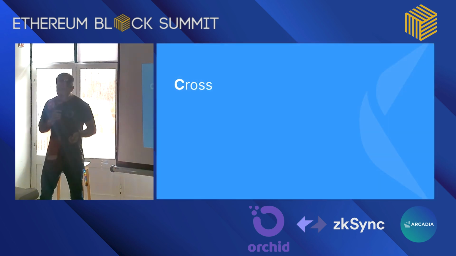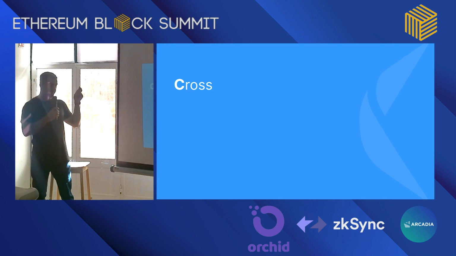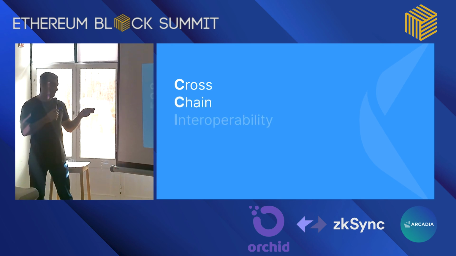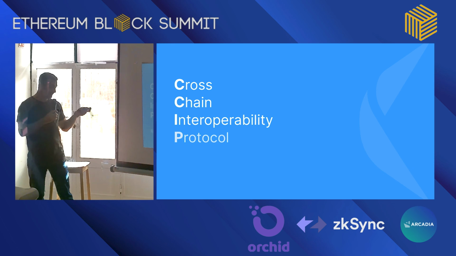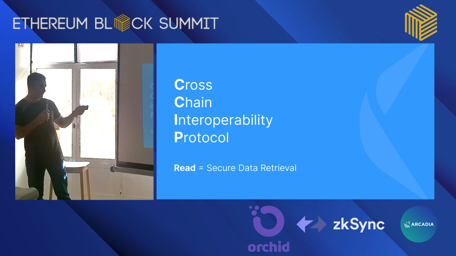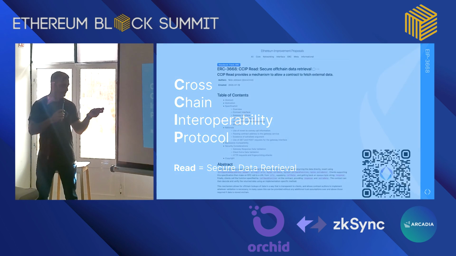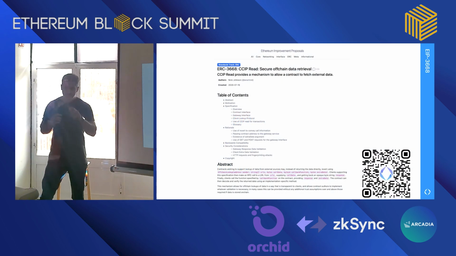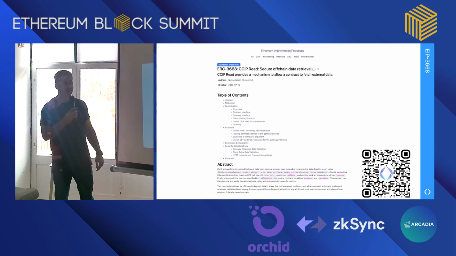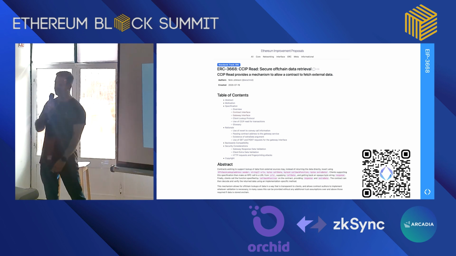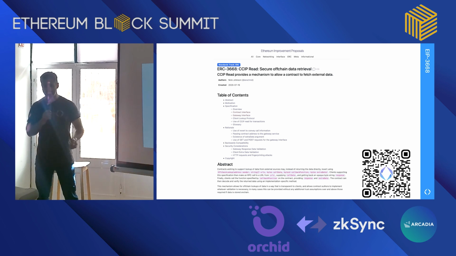And today's topic is CCIP-Read, basically the Cross-Chain Interoperability Protocol. READ stands for Secure Data Retrieval. So what does it mean? What does it do? CCIP-Read was crafted by the founder of ENS, Nick Johnson. Why did we create it, and why did it become a specification?